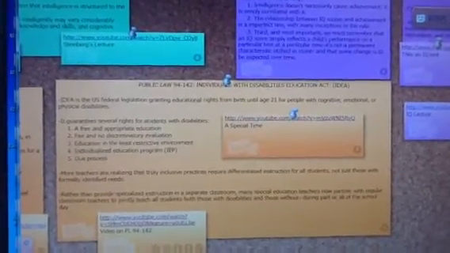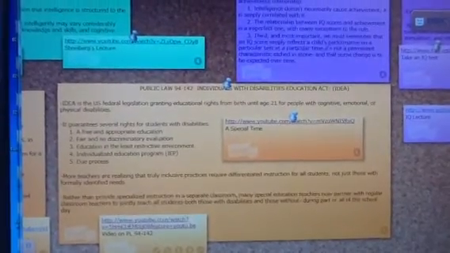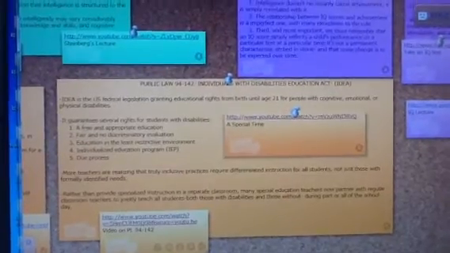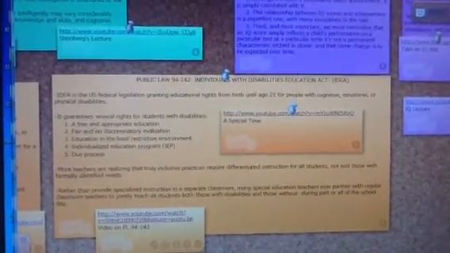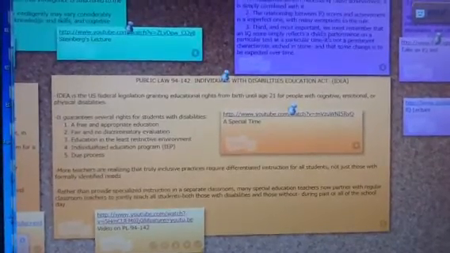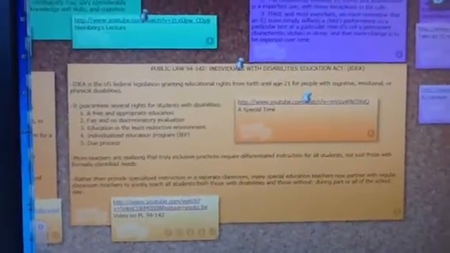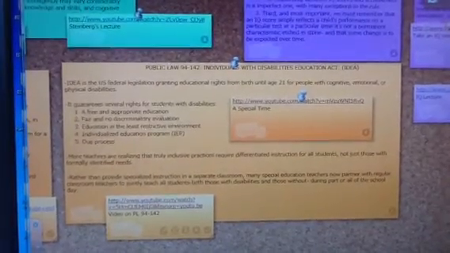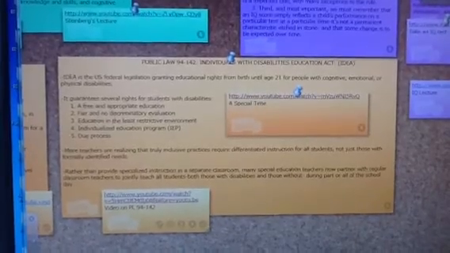Okay, one part of inclusion students being in your classroom is Public Law 94-142. It's an act that was put into place to protect those with learning disabilities. It's known as the IDEA, and it's the U.S. federal legislation granting educational rights from birth into age 21 for people with cognitive, emotional, or physical disabilities.